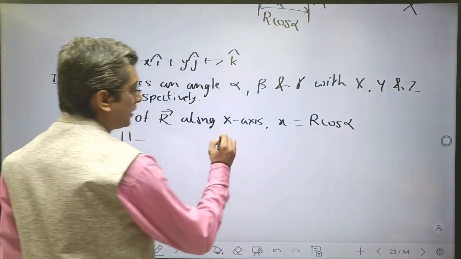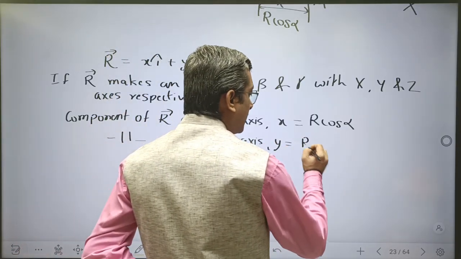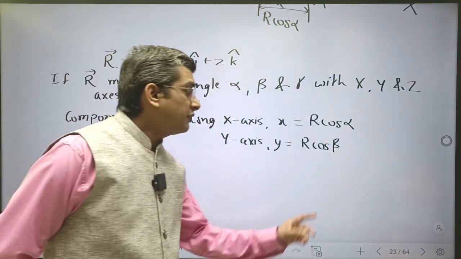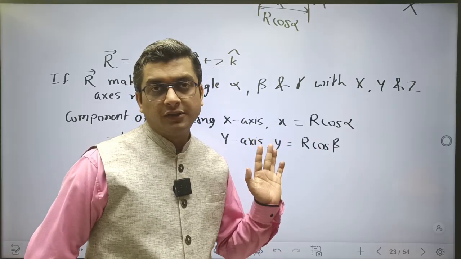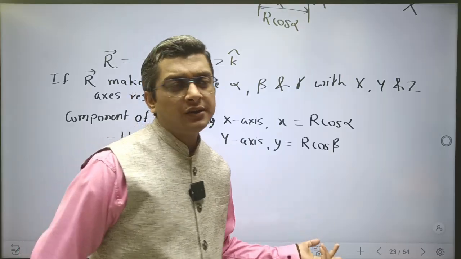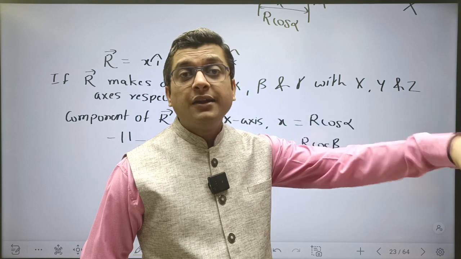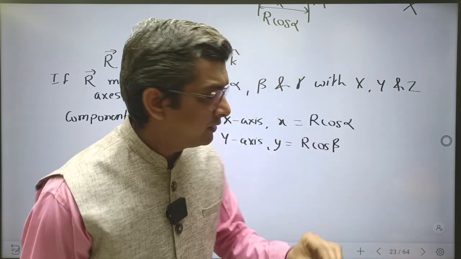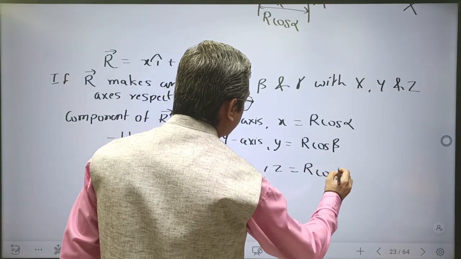So its component along the x axis is equal to r cos alpha. Similarly, the component of vector r along the y axis is nothing but y, and this will be given by r cos beta, because angle beta is the angle between the vector r and the y axis. Since we have learned earlier that the component of any vector A along any line is given by A cos theta, where theta is the angle between that line and the vector, similarly, if you talk about the z axis, then this will be r cos gamma.